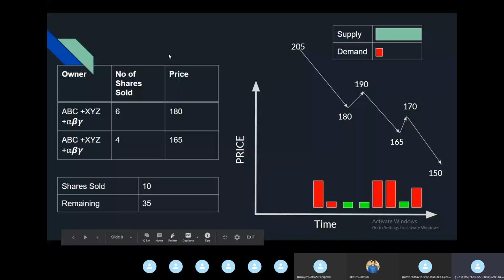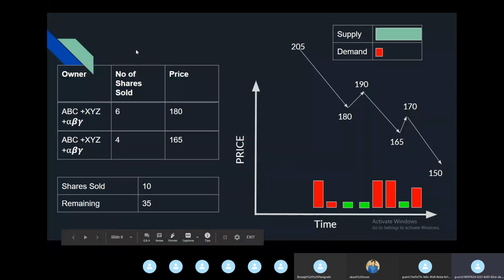What happened when the supply is high and the demand is low? The stock goes down. The price goes down. It's very simple. We know the playing of supply and demand in the market. That is how it plays in the stock market.